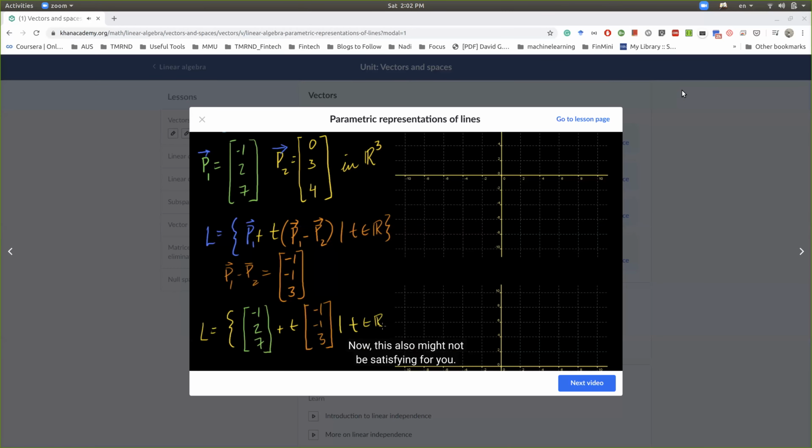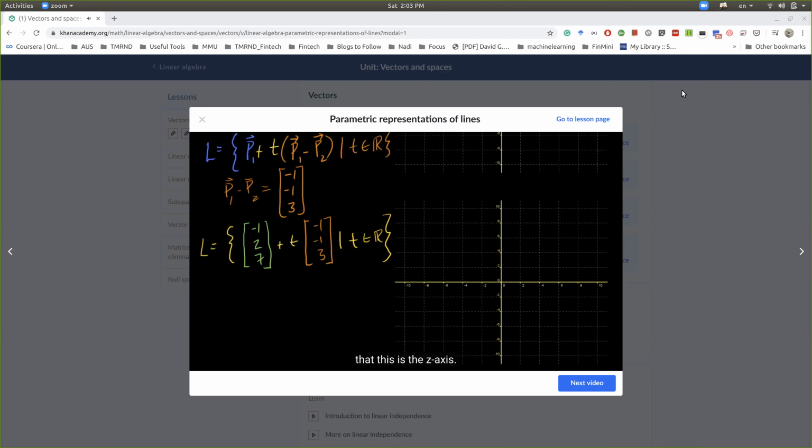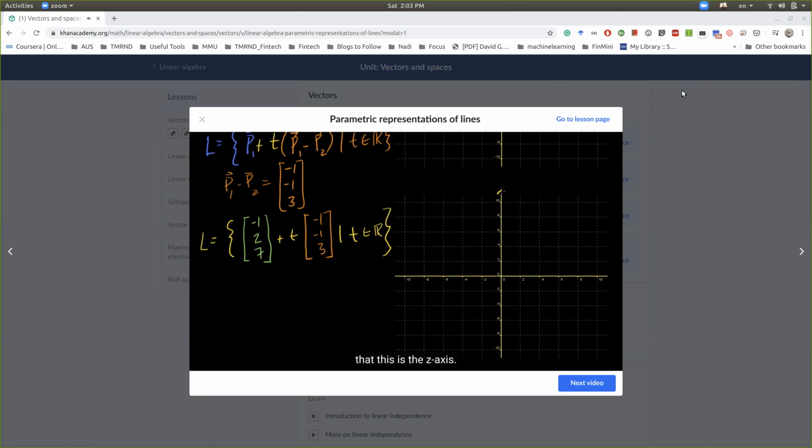Now, this also might not be satisfying for you. You're like, gee, how do I plot this in 3 dimensions? Where are my x's, y's, and z's? And if you want to care about x's, y's, and z's, let's say that this is the z-axis, this is the x-axis, and let's say the y-axis kind of goes into our board like this. So the y-axis comes out like that.